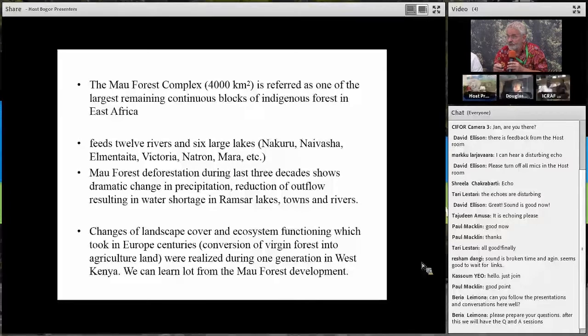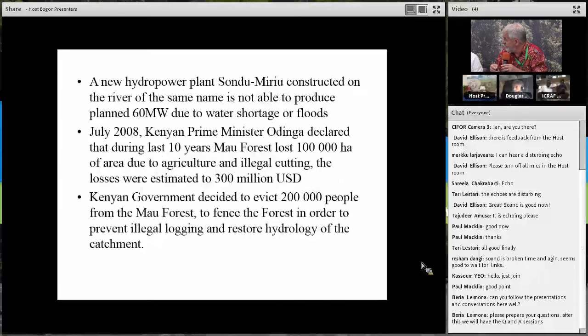At the same time, the discussion about it was heating up a lot when a new hydropower plant was constructed that needed the water generated from the Mau forest, and it brought back this awareness that actually there is a lot of encroachment, a lot of conversion of the Mau forest going on, and the government decided to evict people from that, which has led to many discussions and conflicts on the social side.